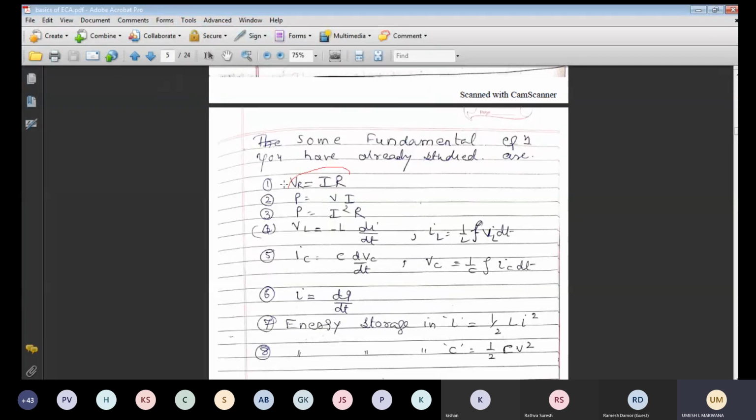Now I have already given that these are the basic equations you need to remember: V is equal to IR, the very simple Ohm's law. P is equal to VI, and also from this equation, P is equal to I squared R. Then the voltage across an inductance, because in a circuit we have three basic elements: inductance, resistance and capacitance. So for inductance we have the voltage VL, that is L dI by dt, which we already discussed last time. From this equation we also get the current equation: IL is equal to the integral of this equation, then we will get IL.